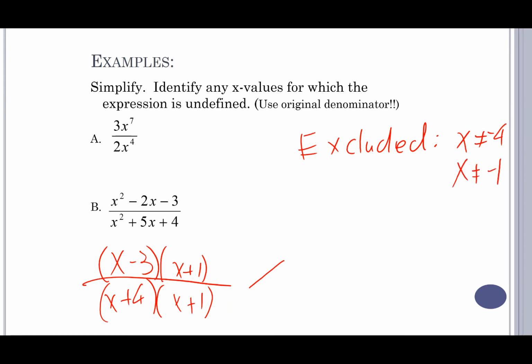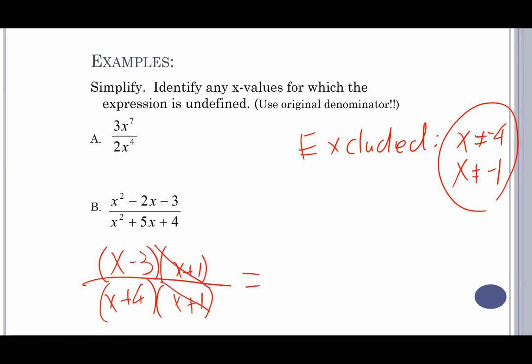All right. So those are the excluded values. That is important. And you have to determine them before you do anything else in the problem, because now to simplify this, we cancel out what we can cancel out. So notice on top, there's an x plus 1, and on the bottom, there's an x plus 1.